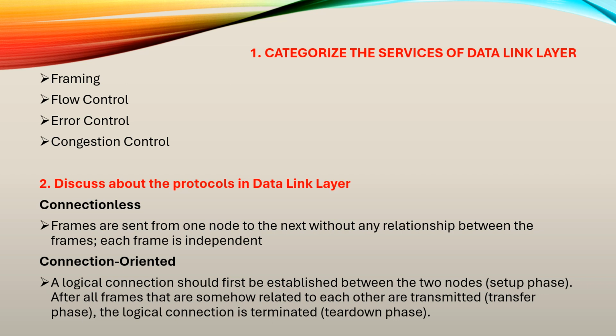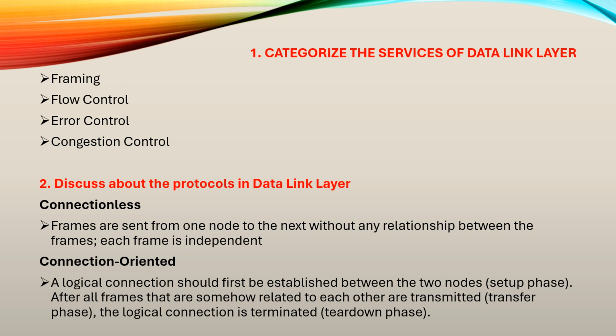Error control checks the checksum for whether any error is generated because of loss or damage of data. That will be controlled by error control. Congestion control carefully watches that proper flow control is happening in the network. Once the flow of the data or frames is proper, congestion doesn't occur. But if there is any congestion or overtraffic occurring in the transmission line, then that will be controlled by congestion control. So these are the services provided by the data link layer.